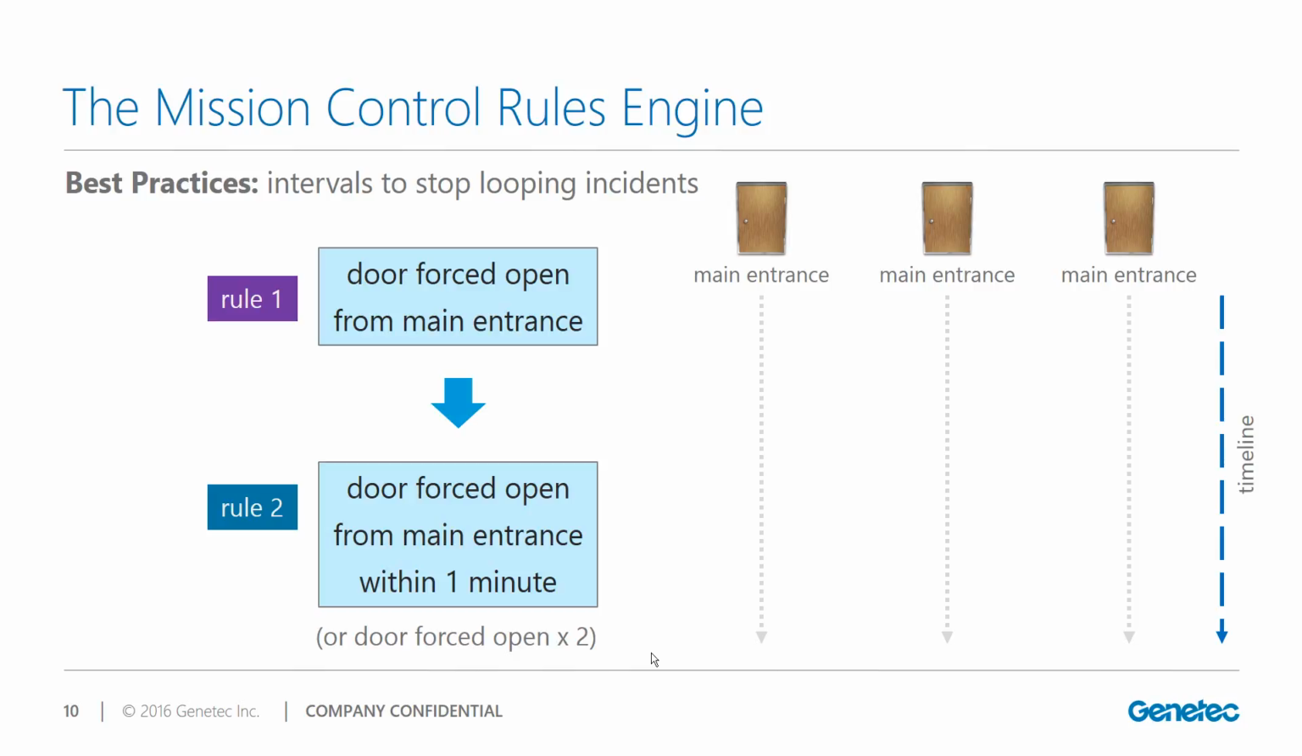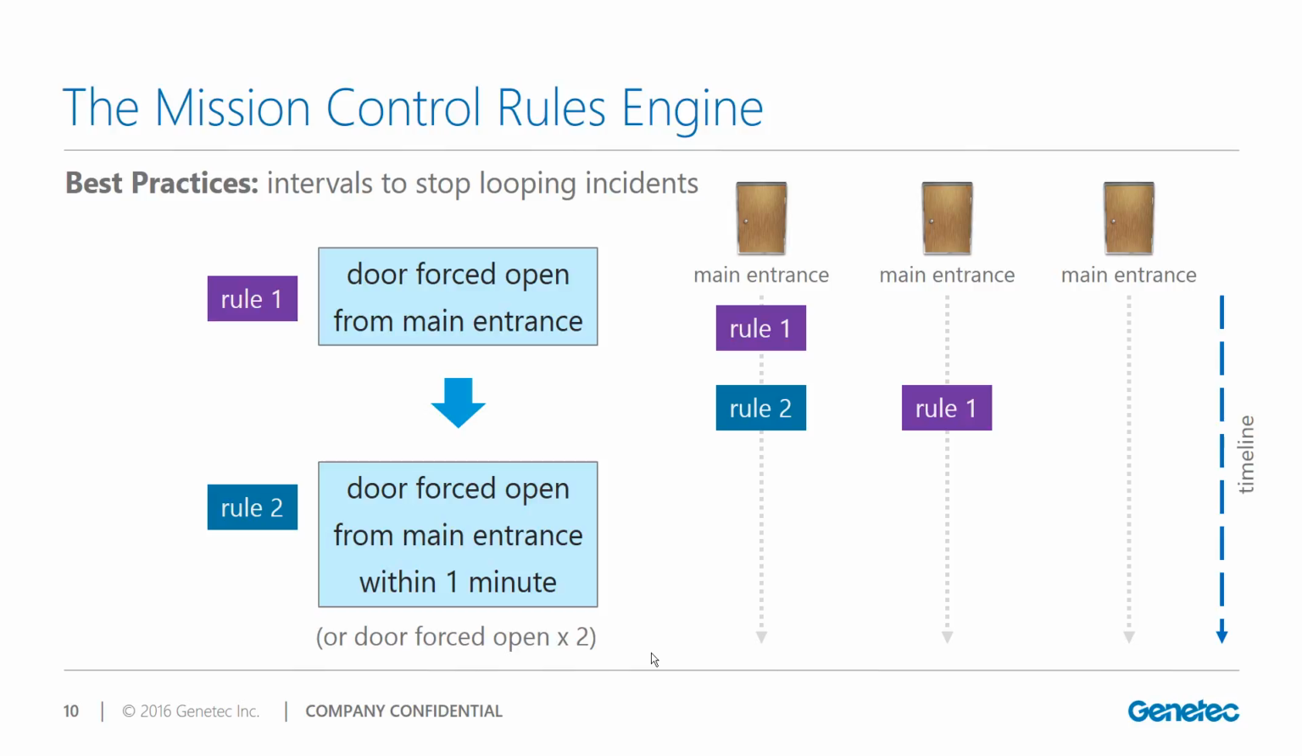So looking at the same series of events that we looked at previously, we have our rule 1 met because we have a door forced open on the main entrance. And then within 1 minute, we also get another door forced open from the main entrance, and that satisfies the conditions for the triggers, and we get an incident created on the map for the main entrance. So this is really what we wanted to happen, but again we see that the door forced open event still satisfies the condition for rule 1, and we get a new incident created.